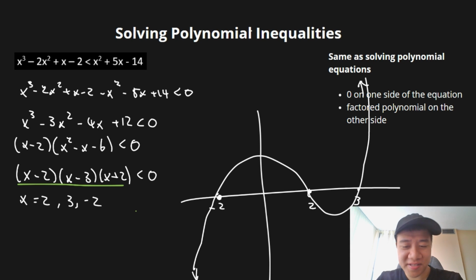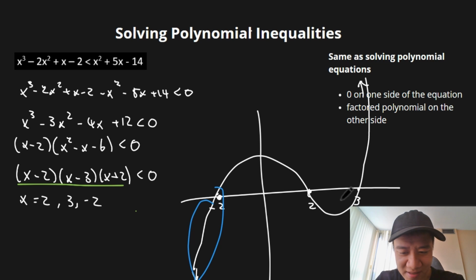So how this translates to our graph is we're looking for when this is smaller than 0. So how this translates to the graph is everything that's under the x-axis. Since this is the x-axis over here, we're looking for the parts of the graph that are under it. So in this case, that would be this guy, and that would be this guy. These two parts.